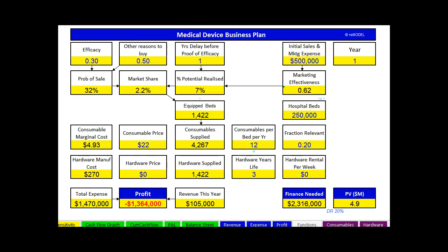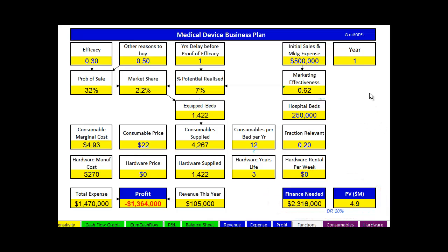There are cost reasons, and these are programmed internally into the model. This gives rise to a probability that the customer will buy, which when combined with the awareness generated by marketing gives a market share and hence the number of beds equipped in each year. Here we have the prices set, consumables and hardware, and here we have the price set for hardware rental with consumption rates and hardware lifetime here. On the left we have the cost of goods for the consumables and the hardware, and from all of this we calculate revenue, expense and profit, and a couple of other financial measures.